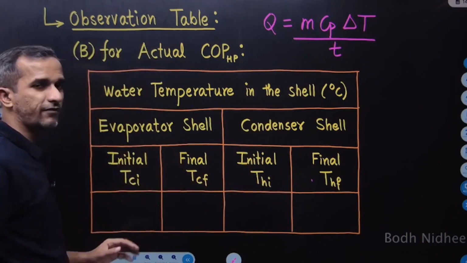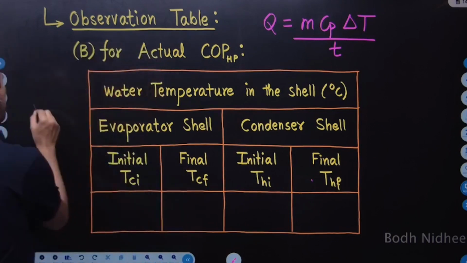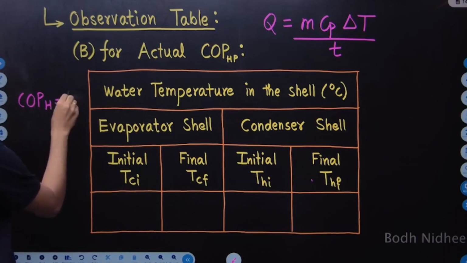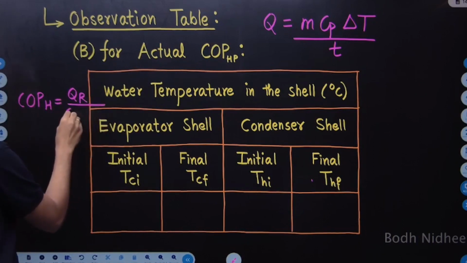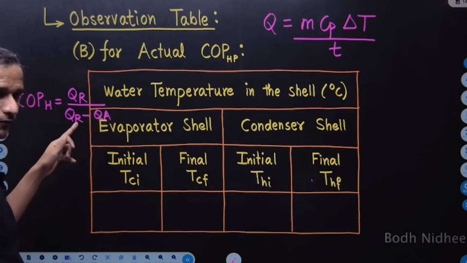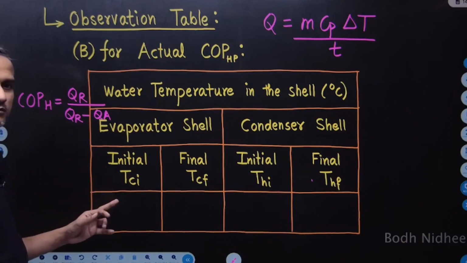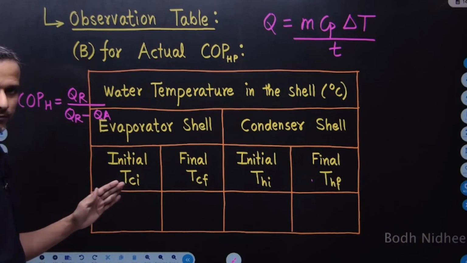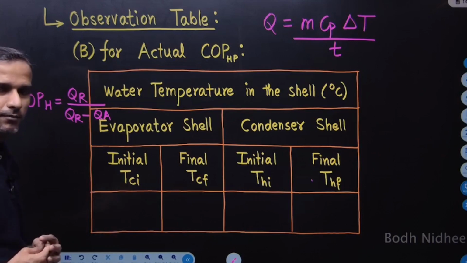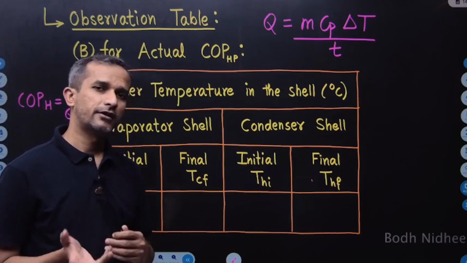This way we can find the actual heat exchanges, and we know the COP of a heat pump is QR upon QR minus QA, because the compressor power is QR minus QA. So this way we can find the actual COP of the heat pump. Note down this table in your notebook, and now we'll go to the setup. We'll allow the setup to reach steady state, then take the readings, then come back for the calculations.